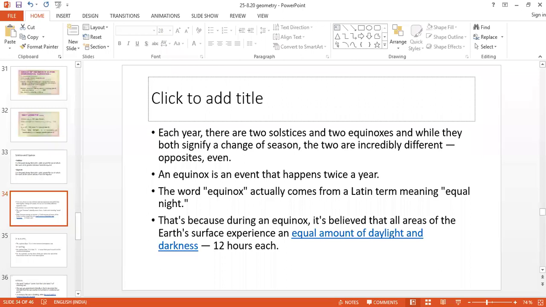Each year there are two solstices and two equinoxes. While they both signify a change of season, they are two incredibly different seasons, opposite seasons. An equinox is an event that happens twice a year, and a solstice is also an event that happens twice a year. During an equinox, all areas of the earth's surface experience an equal amount of daylight and an equal amount of darkness. That means 12 hours each.